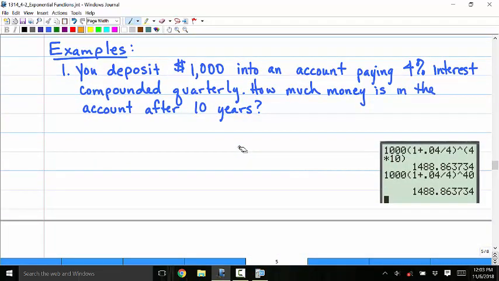You deposit $1,000 into an account paying 4% interest compounded quarterly. Boy, there's a lot of information there in that statement. How much money is in the account after 10 years?